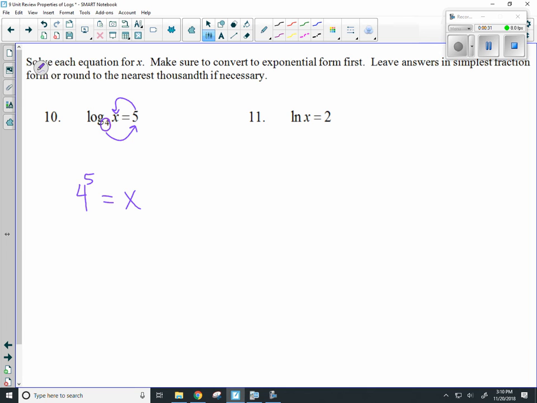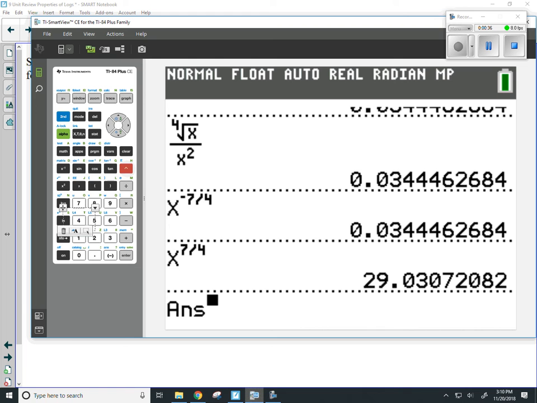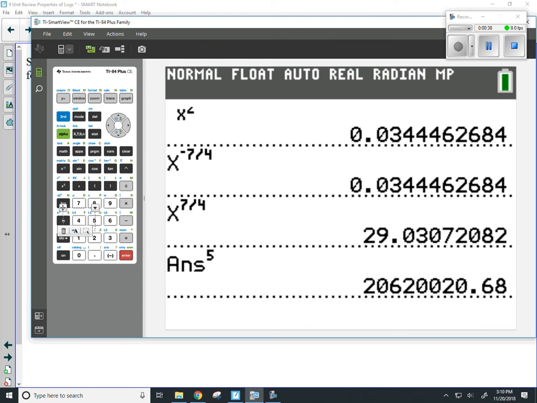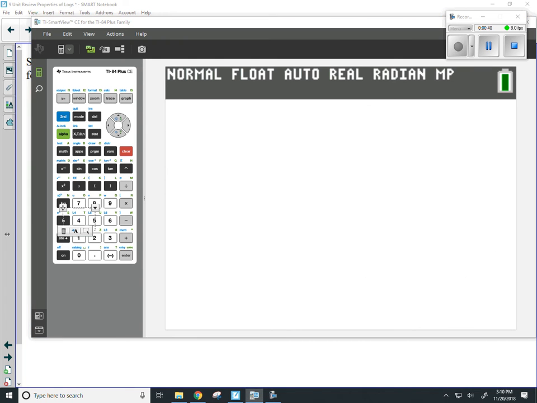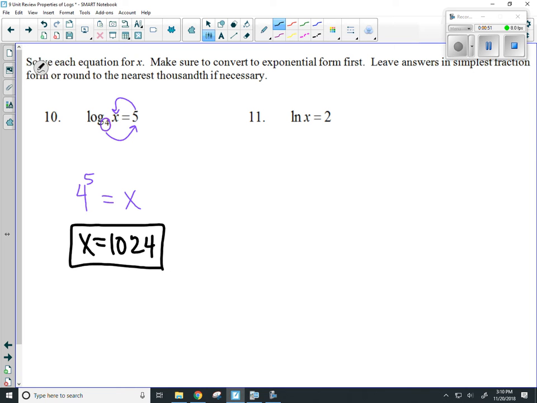So 4 to the 5th. Oops, that's not right. Delete that. 4 to the 5th. There we go. 1024. So x on this one is 1024.